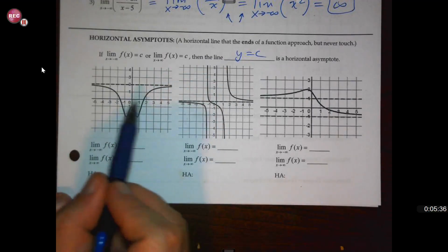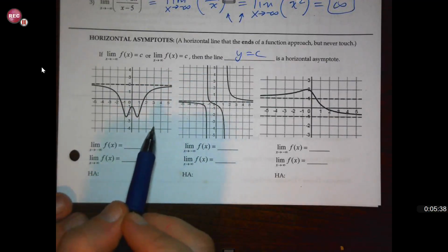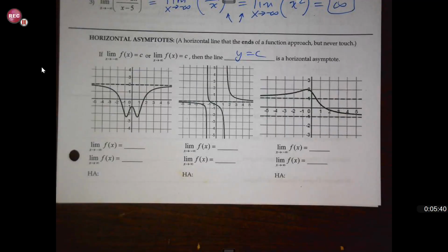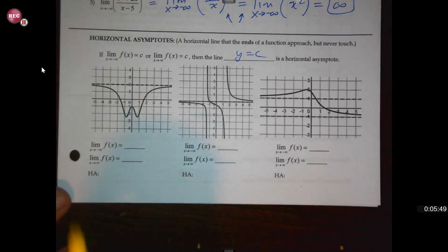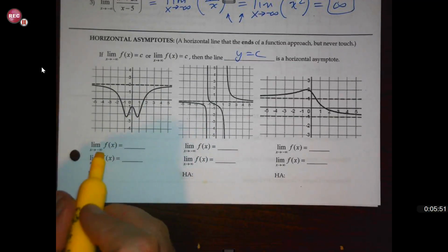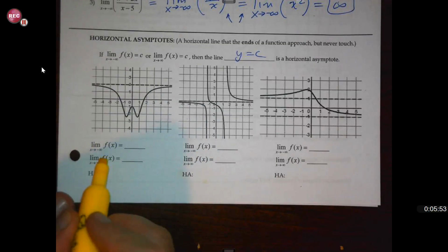So I didn't give us an equation for any of these graphs. We're just going to look at it and try to answer each of the following questions. So I will do the first one with you, and then hopefully you can figure out the other two on your own. So the first question is saying, what's the limit of this function as x goes to negative infinity?